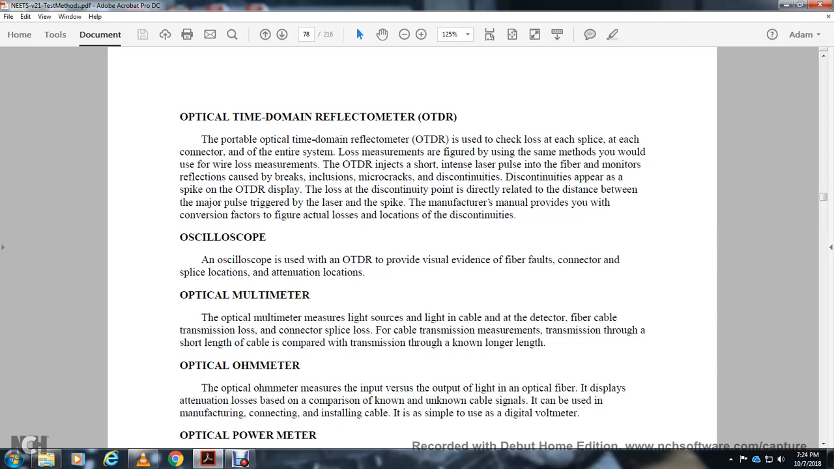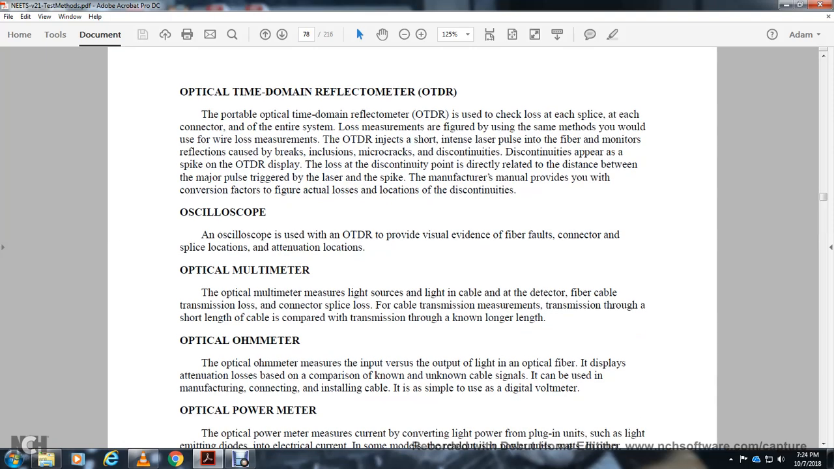Optical multimeter. The optical multimeter has a light source and a detector for the fiber cable. It measures the transmission level of the connectors and splices by measuring the light transmitted through a short length of the cable compared with the transmission through a longer length.